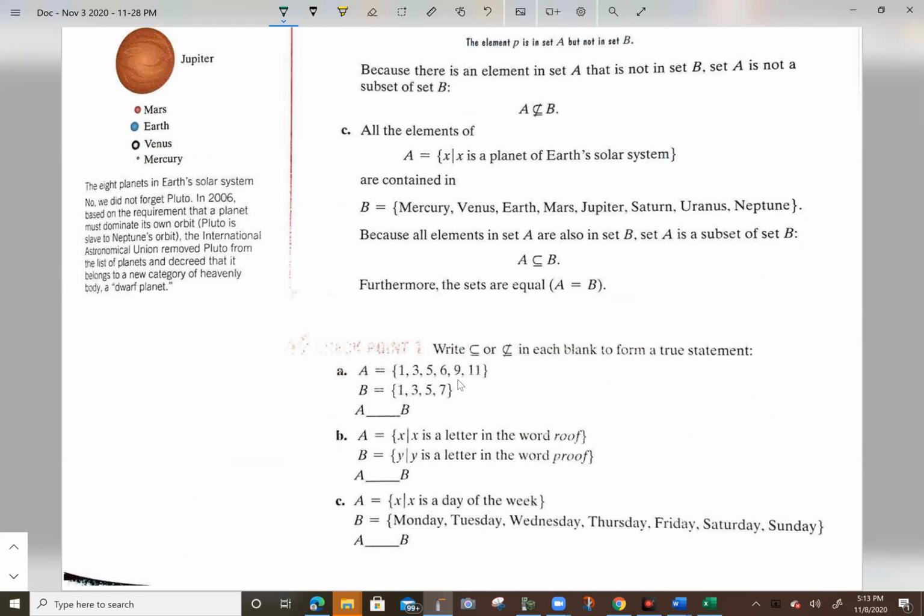So for your checkpoint, same thing. We are going to write, is A a subset of B? So in this first one, I think it's pretty easy to tell since A seems just visually bigger than B. Let me read this to you. Oh, it's the same question that we just had, except flipped. So does that change your answer? And if A contains elements x, where x is a day of the week, and B is Monday, Tuesday, Wednesday, Thursday, Friday, Saturday, Sunday, that's going to match up with part C that we did above.